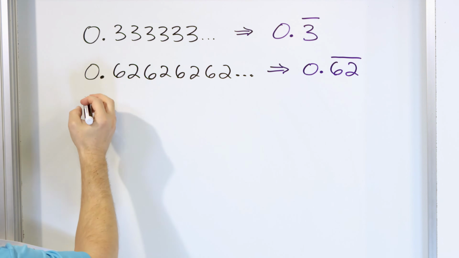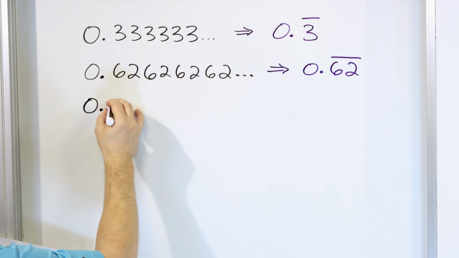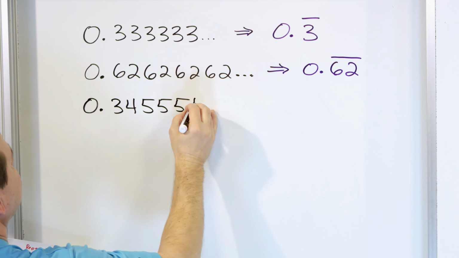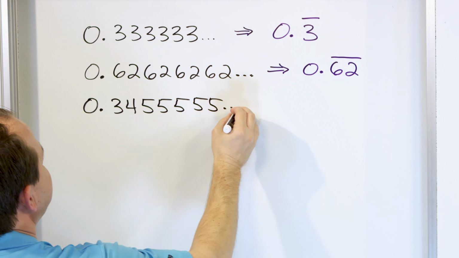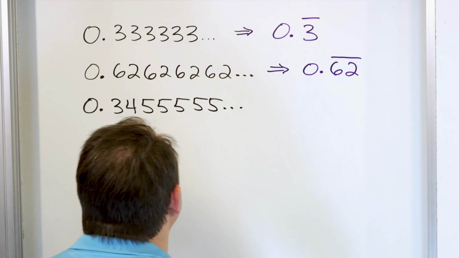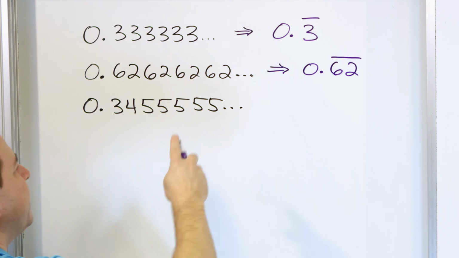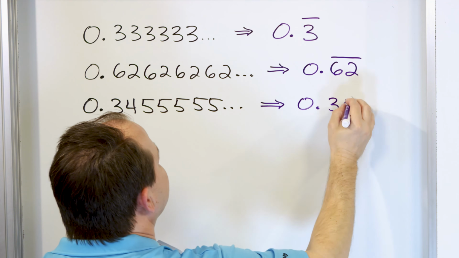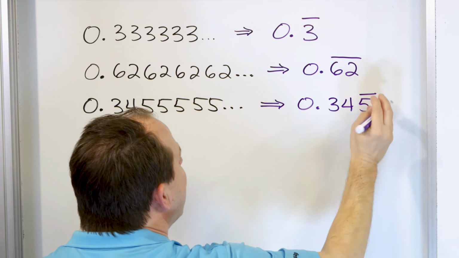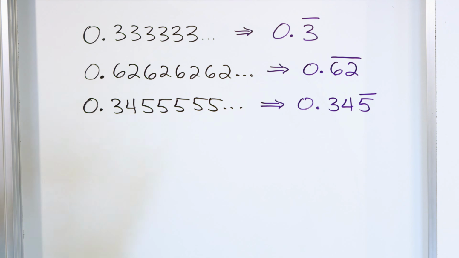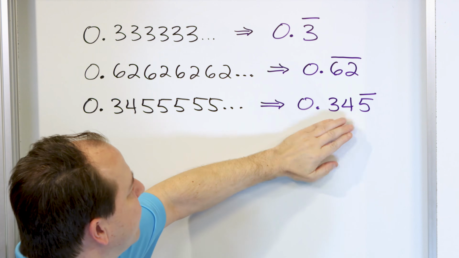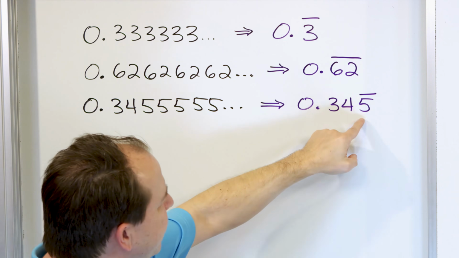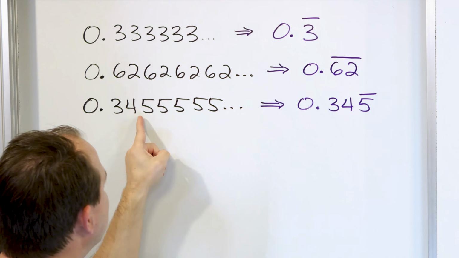Let's pick one more and then we'll solve our problem. 0.3455555 dot dot dot. You see the pattern here is a little different because these first two numbers are not repeated. So this would look like this, 0.345, but the bar would only be over the 5. So when you write repeating decimals, the numbers that have no bars over them are just there, but the numbers that do have a bar over them are repeated.